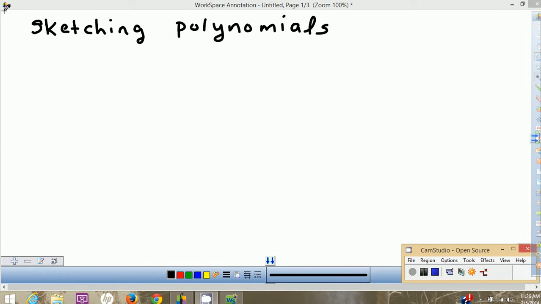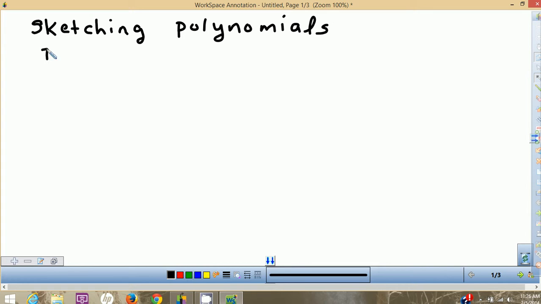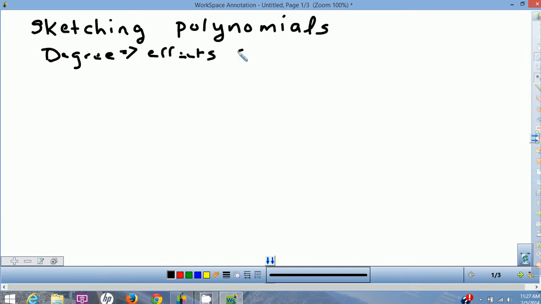All right, we looked at how to classify our polynomials, so now we want to look at how to get a general sketch of a polynomial. And the general shape of our polynomial is determined by a couple of things. First of all, I can look at the degree of the polynomial. That degree affects a couple of things. It affects the shape of the graph, and it determines the maximum number of turning points.